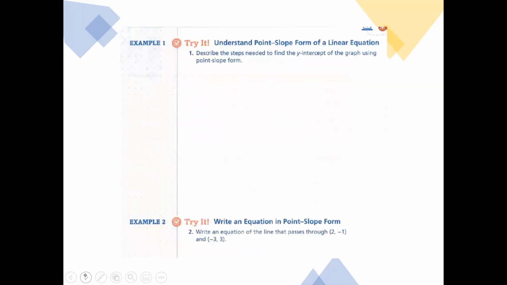All right, question number 1, example 1. Describe the steps needed to find the y-intercept of the graph using point slope form. So I'm going to first start off with point slope form, which is going to be y minus y sub 1 equals m times x minus x sub 1.